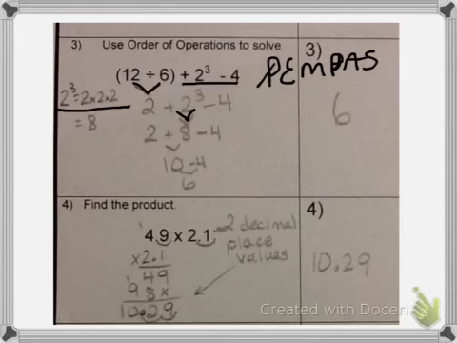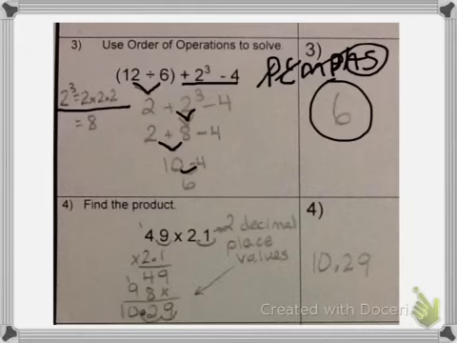There is no multiplication or division, so we can get rid of those. And last is adding and subtracting from left to right. We see on the left is addition, so that has to happen first. 2 plus 8 is 10, and then 10 minus 4 is 6.